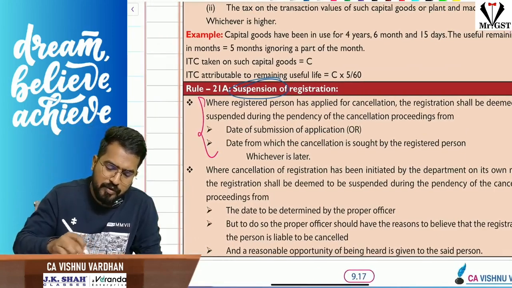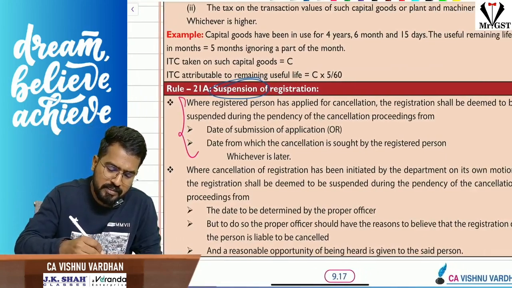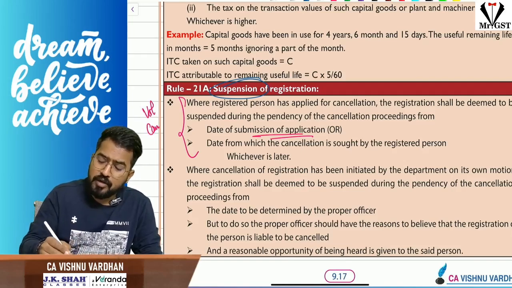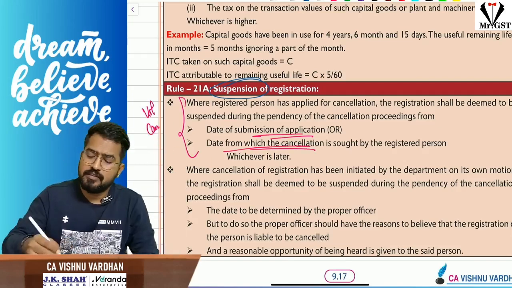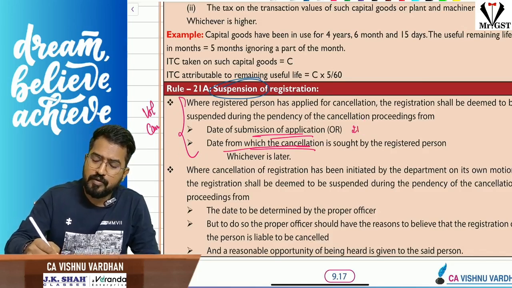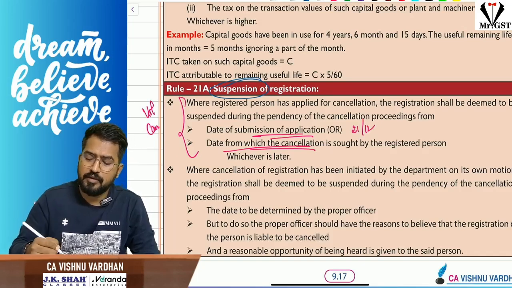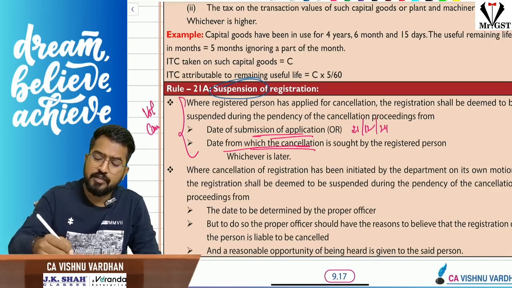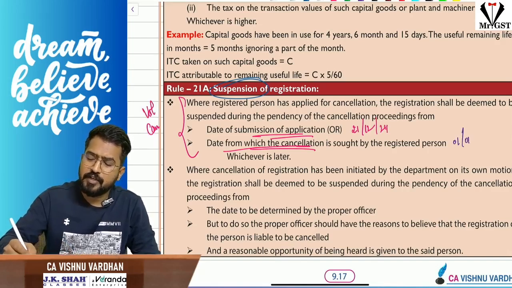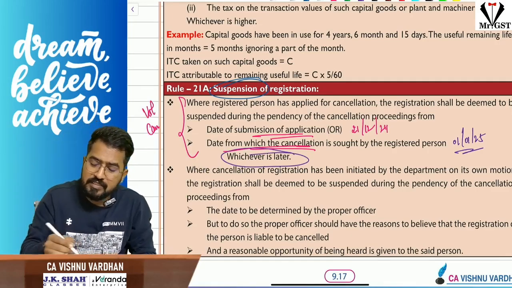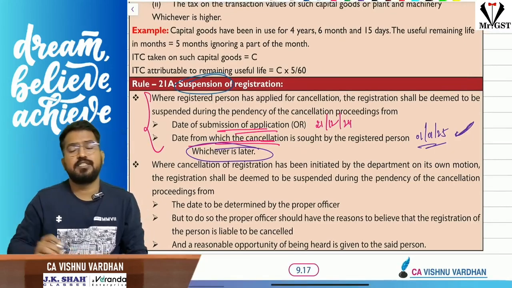If it is voluntary cancellation, that means you are asking to cancel your registration. Then from the date you submit the application, or from the date you asked for cancellation, whichever is later, registration shall be suspended. Let us assume I am submitting the application for cancellation on 21st December 2024, but I am asking to cancel it from 1st January 2025. From the New Year, I don't want this headache, let me cancel my registration.